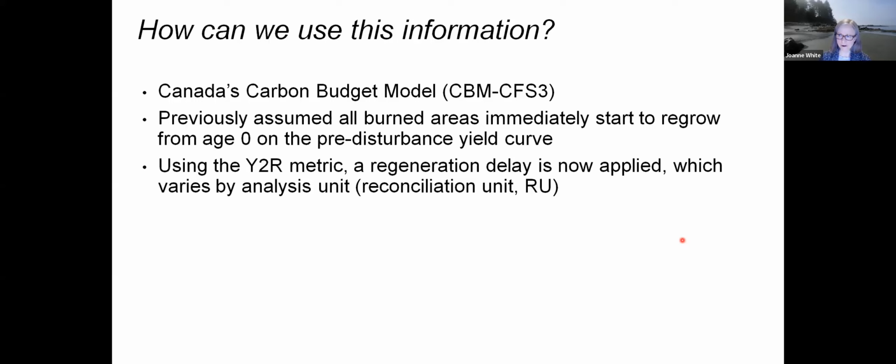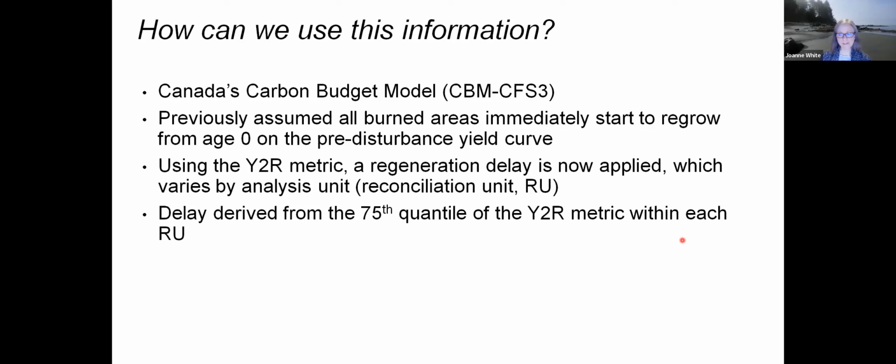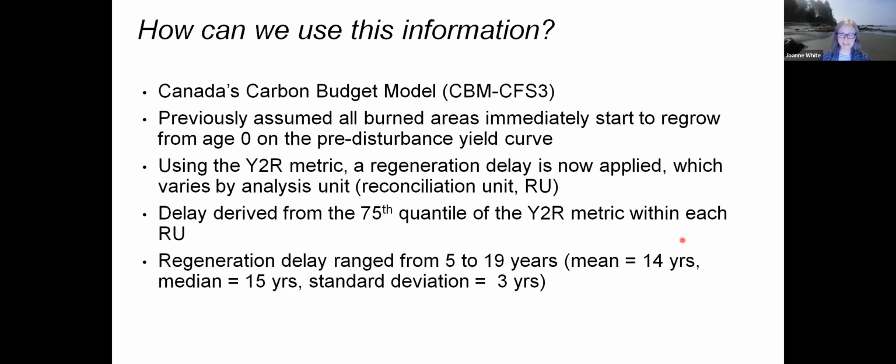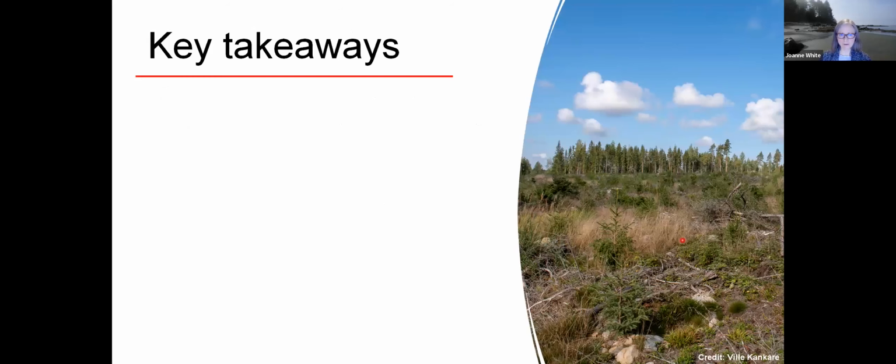And the analysis units are spatial units that are defined by various factors relevant for the model. Because our data is spatially explicit, the carbon teams are able to use that data to calculate appropriate regeneration delays for each of their reconciliation units. The delay is actually derived from the 75th quantile of the Y2R metric within each of those analysis units, and it ranged from 5 to 19 years with an average of about 14 years.